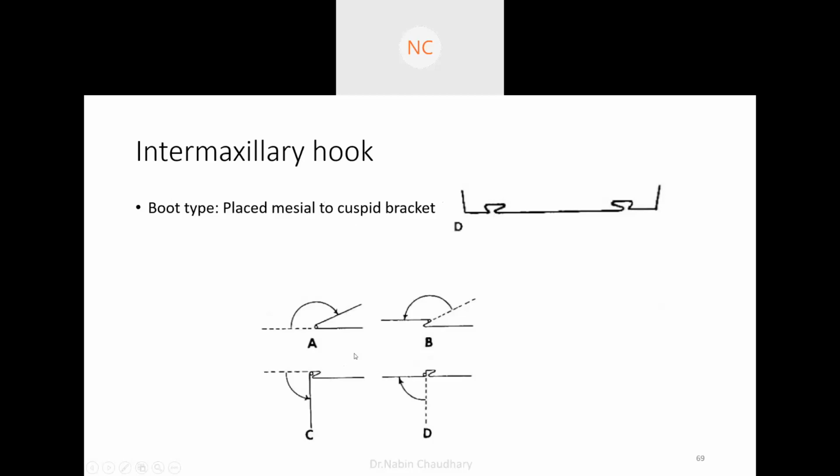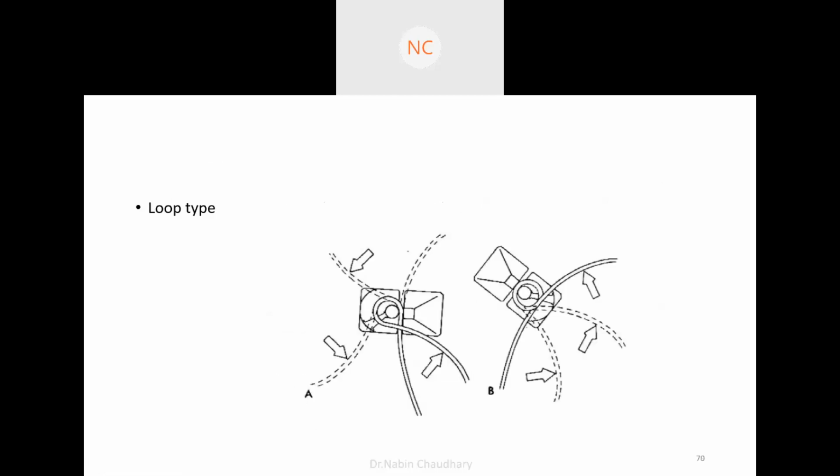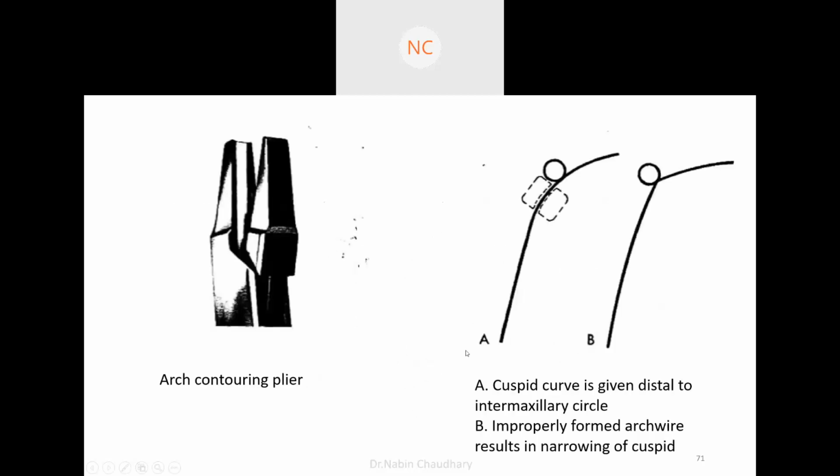It is placed mesial to the cuspid bracket. So in this figure we can see how the boot loop is fabricated. Another type of the intermaxillary hook is the loop type of the intermaxillary hook, and it is also placed mesial to the canine bracket. And this is the arch contouring plier, and this arch contouring plier generally is used to give the canine offset distal to the intermaxillary hook. And if the canine offset is not given, it will result in the narrowing of the cuspid. For example, in this figure B, there is not a proper arch wire, and this will result in the narrowing of the cuspid.